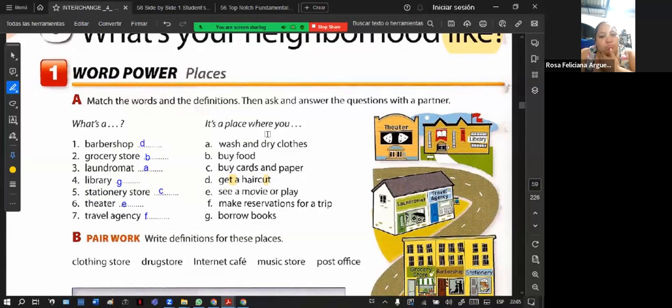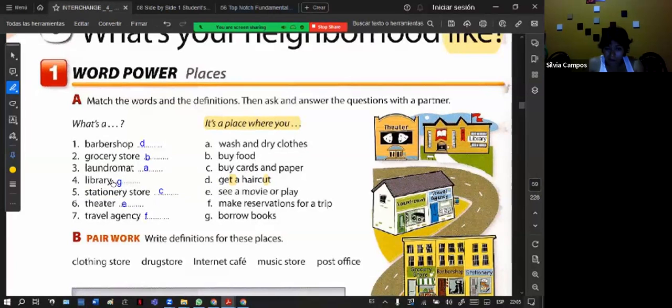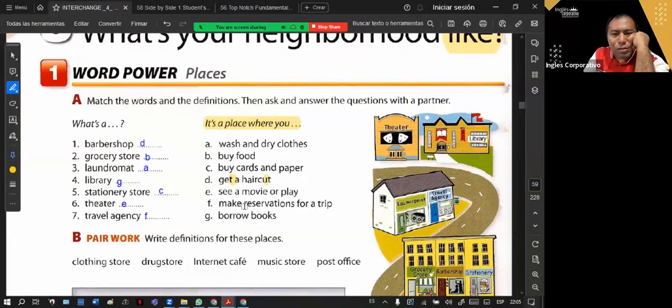What is a grocery store? It's a place where you buy food. What is a laundromat? It's a place where you wash and dry clothes. What's a library? It's a place where you borrow books, right? Una biblioteca. Library es biblioteca, no librería. What's a stationery store? It's a place where you can buy cards and papers. What's a theater? A theater is a place where you can see a movie or a play. And what is a travel agency? Recuerden, es agency. It's a place where you make reservations for a trip, okay?